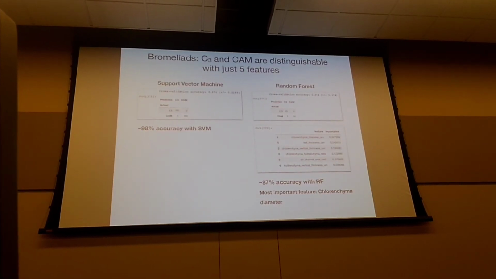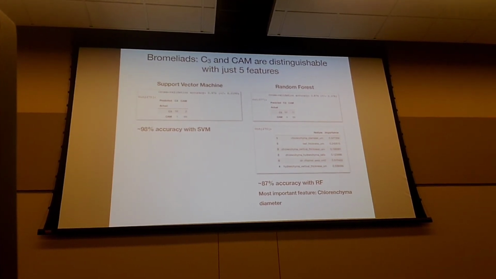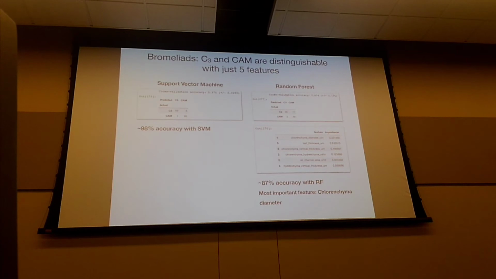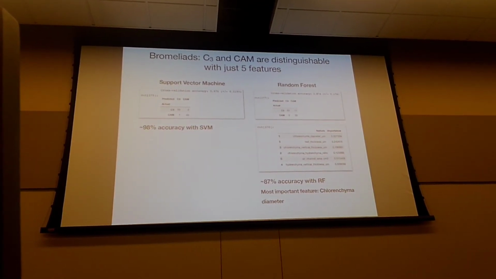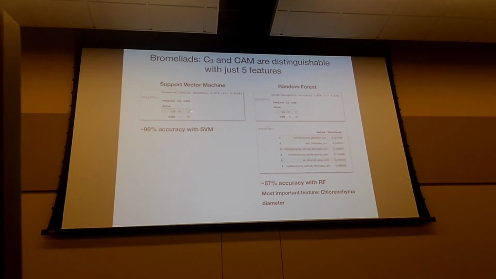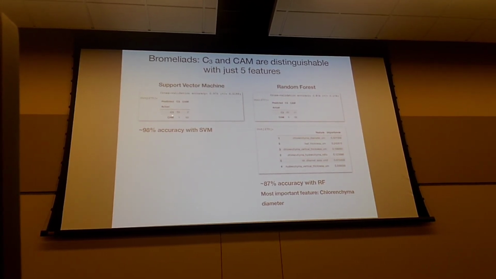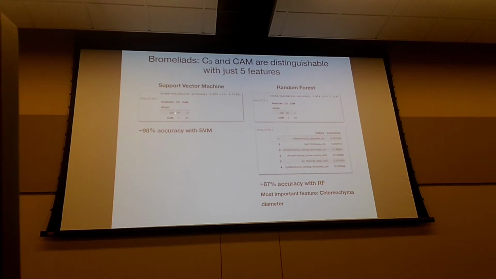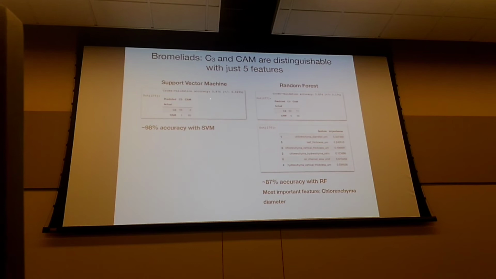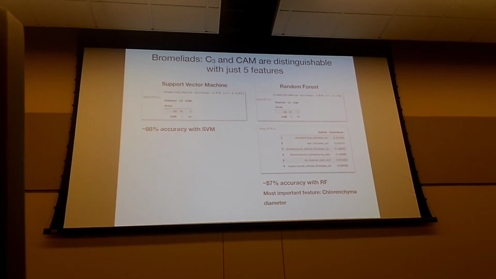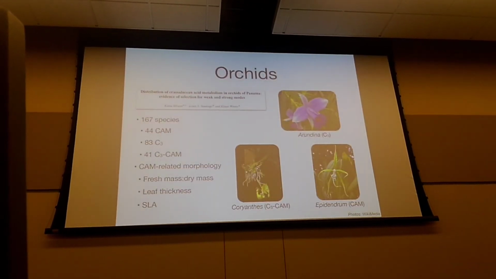But with just these 5 features, we actually have remarkable accuracy in classifying things that are C3 and things that are CAM, with just these few morphological features alone. And with random forests, we have almost 90% accuracy, so both these methods are performing very well, they're very robust. Here in these confusion matrices, when we actually see a CAM taxon, we're predicting CAM, and vice versa for C3. And there are only 3 observations where we're misclassifying them.